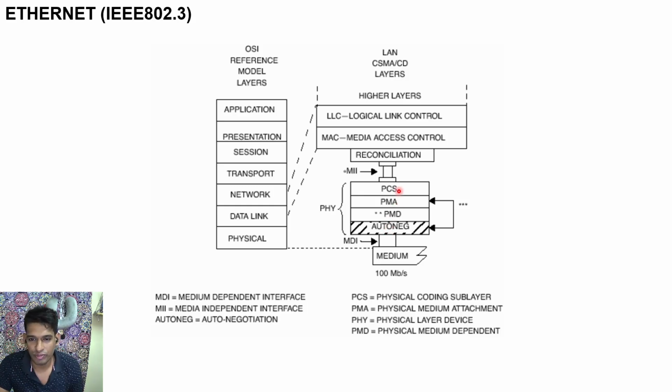So I'll show an example of PCS. Going to the whiteboard. PCS is the physical coding layer. In 10 Mbps connections, this is called Manchester encoding.